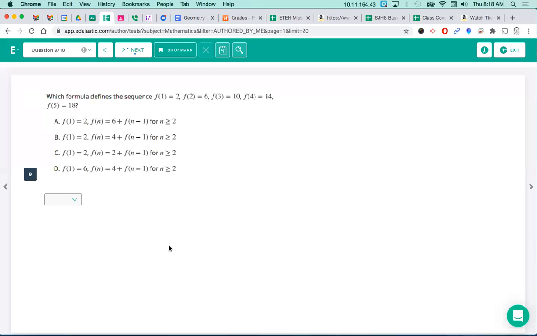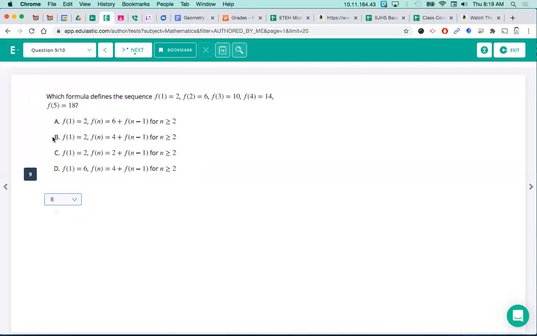All right, so I look and see which one involves adding a 4. And it looks like it could be B or D. Let's see, where am I starting? I'm starting at 2. Well, between B and D, the only one that starts at 2 with F1 at 2 is B. So I think B is going to be my answer. Let's just double check though. So starting at 2, the next term equals 4 plus the previous term. And that does make sense. Okay, B is going to be our correct answer here for this one.